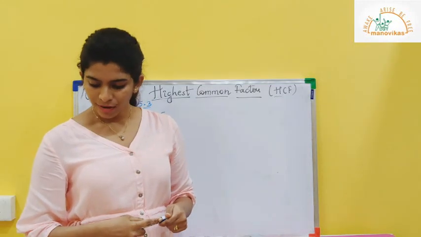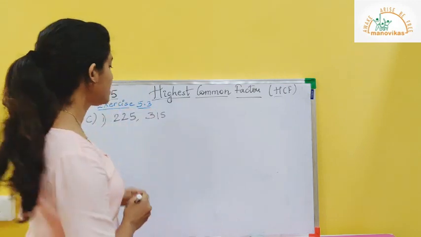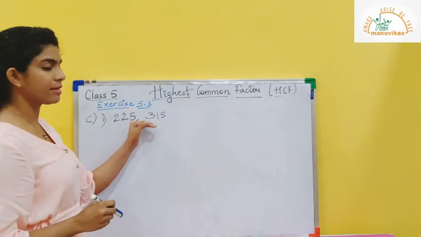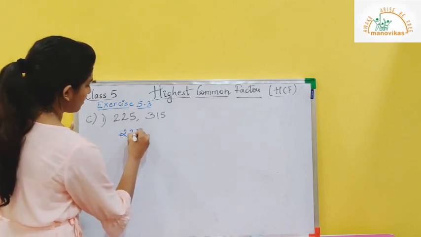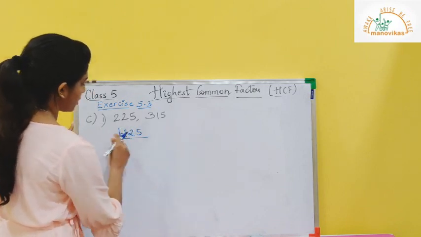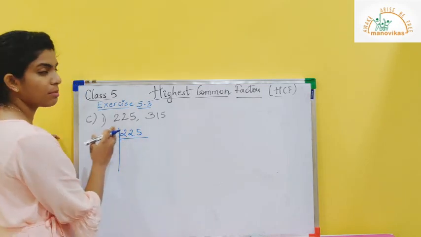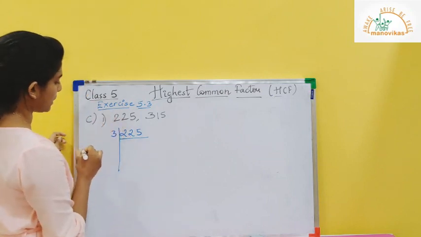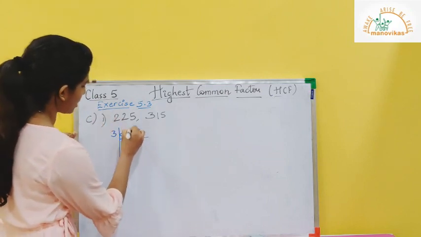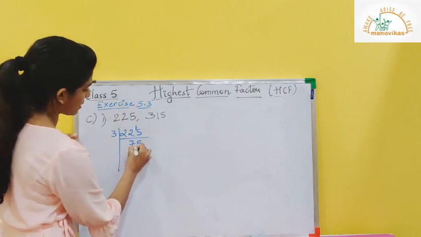Question C. Find the HCF by prime factorization method. First one is 225 and 315. So do it the same way. Now it is 225. So it is not divisible by 2. So I take the 3 prime number. 3 7s is 21. 1 is carried forward. 3 5s is 15.